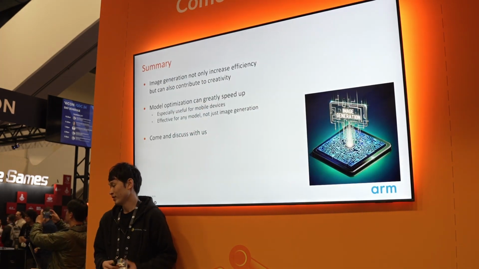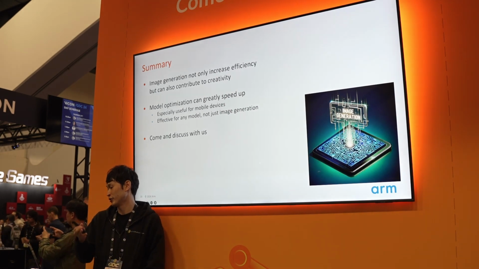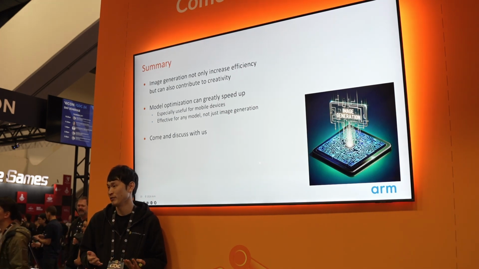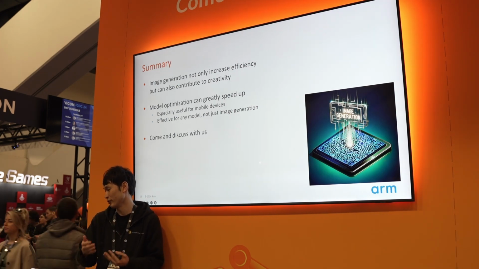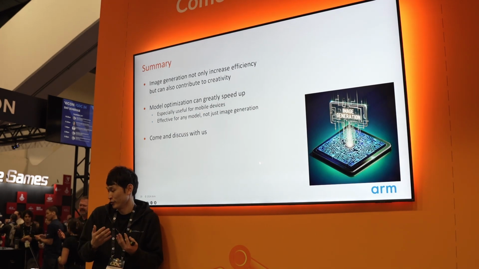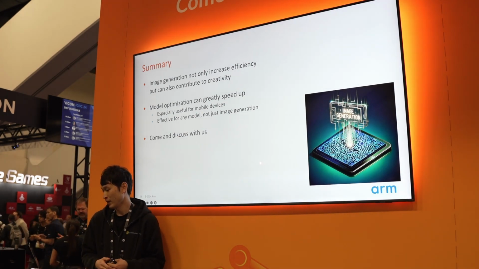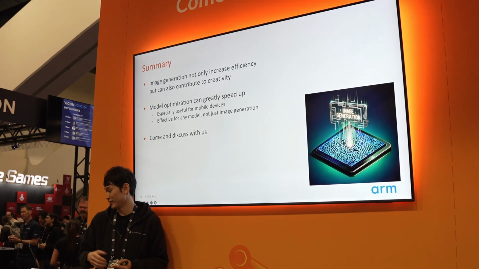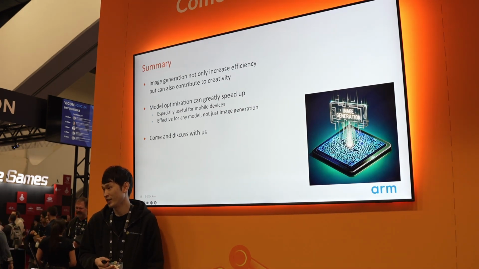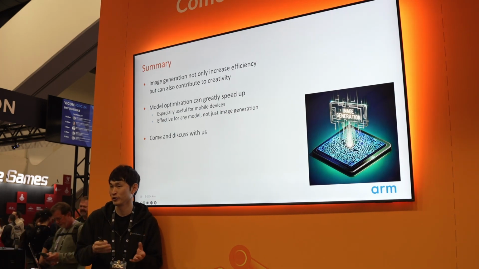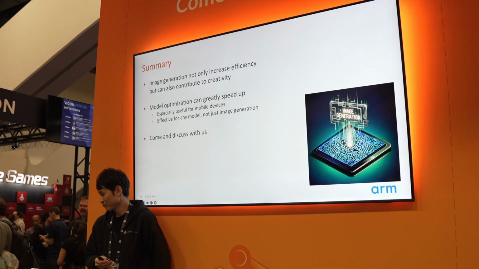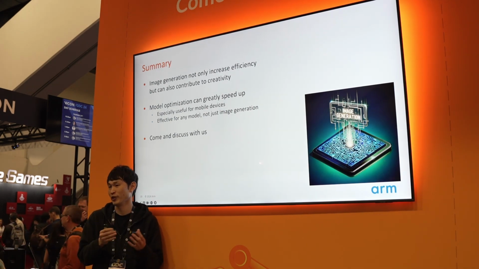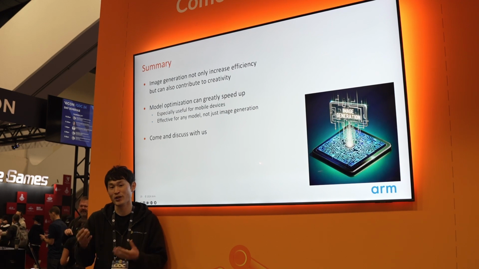So, summary: image generation is gradually being used in games. This area is very, very active, and we believe this not only increases efficiency, but can also contribute to creativity. So we discussed the main optimizations, which can dramatically increase the speed of image generation. This is especially useful for resource-constrained devices like mobile. Also, the techniques I introduced today are not only for image generation, but can be applied to any models.